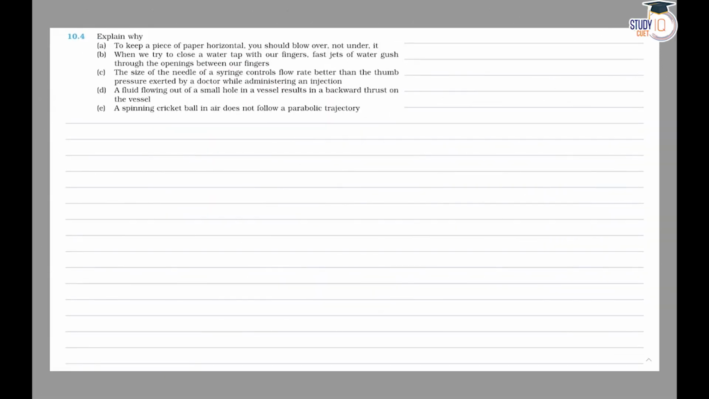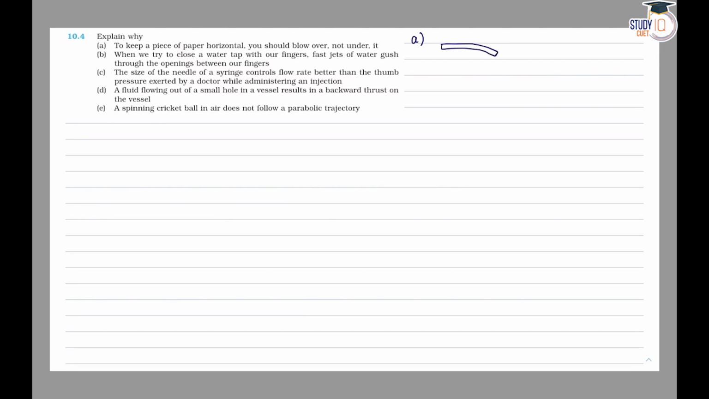NCERT Class 11, Chapter 10, Mechanical Properties of Fluids, question number 10.4. We have been given 5 points to explain. Now, first part, that is A. To keep a paper horizontal, you should blow over and not under it. Now, we can use Bernoulli's equation to explain this.